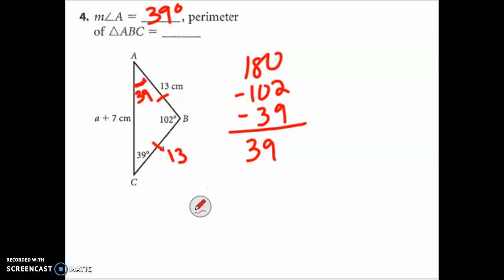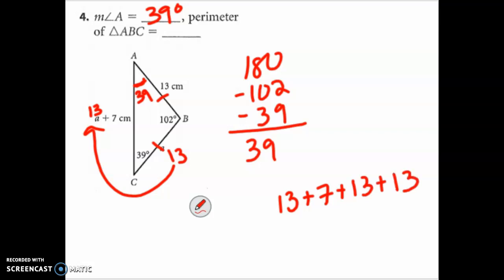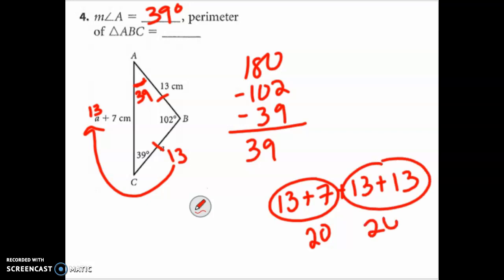They want us to find the perimeter of the triangle. Since A we found is 13, I can put 13 in for A. So 13 plus 7 plus 13 plus 13 for my other sides. This gives me 20, this gives me 26, so 46 for the perimeter.